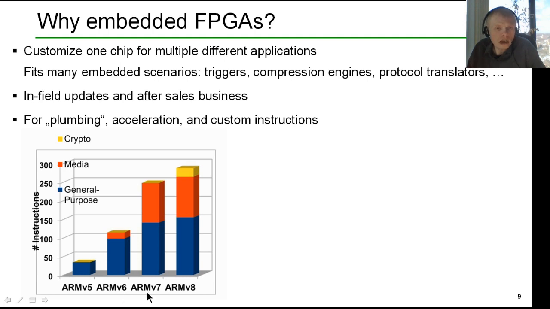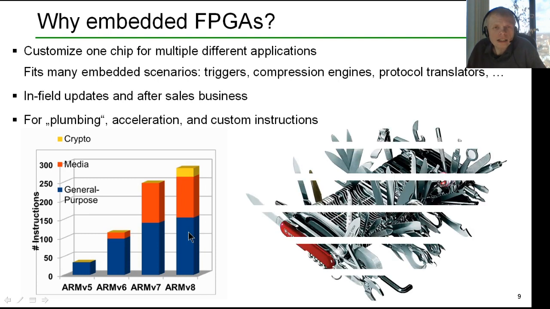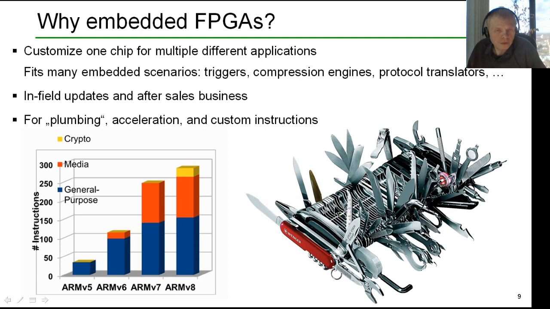You see different ARM architectures and the number of instructions they provide over the different generations of ARM instructions. What you see is that the number of instructions that you add to your CPU or to your instruction set architecture is kind of exploding over time. And the way I like to visualize this is with this Swiss Army knife.